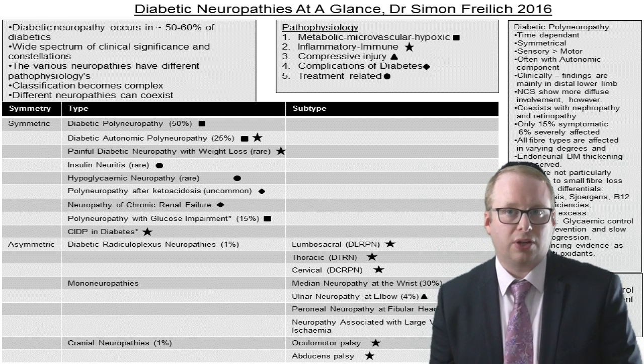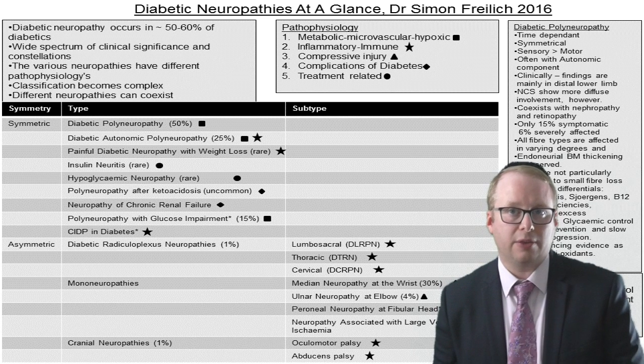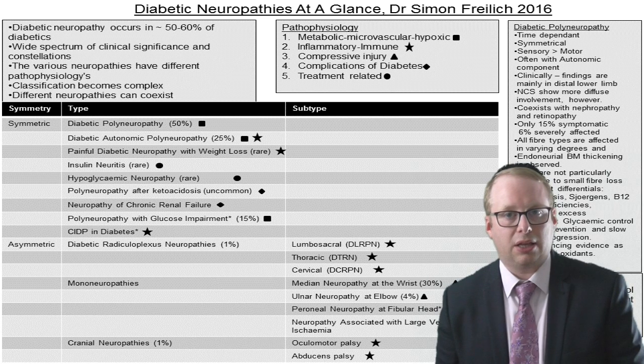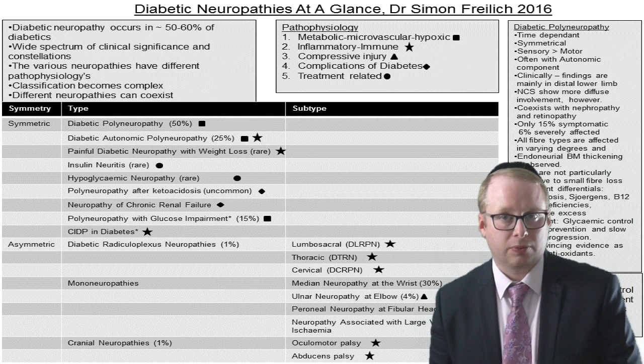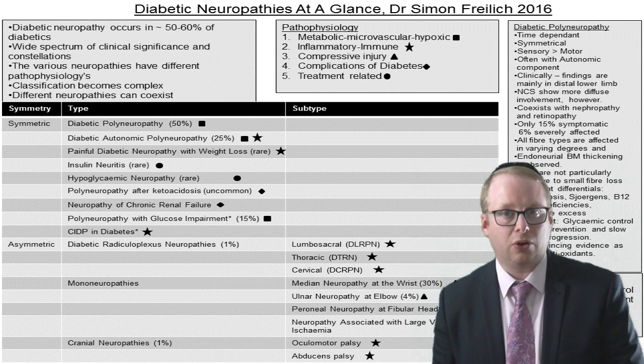This slide summarises the different patterns of nerve involvement and the mechanisms we believe cause them. You can also download this by clicking the link in the information box below. You might also wish to review my overview of the different types of neuropathies for further information as to how nerves can become damaged.